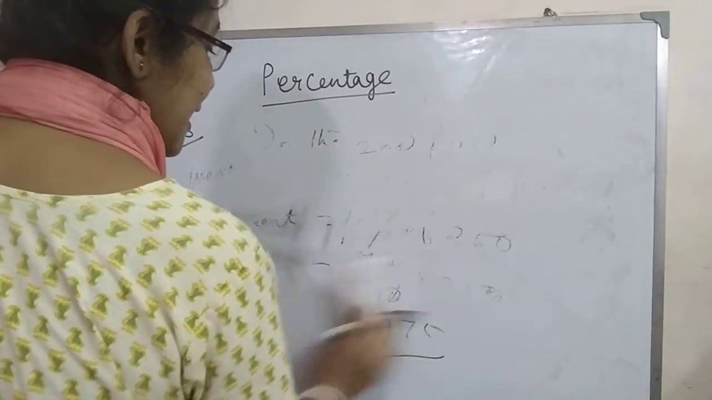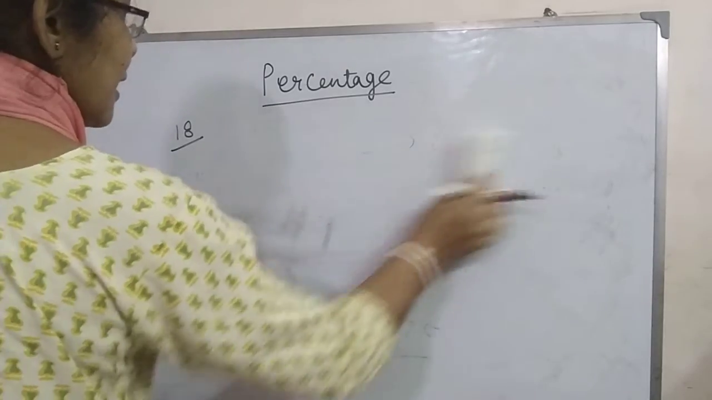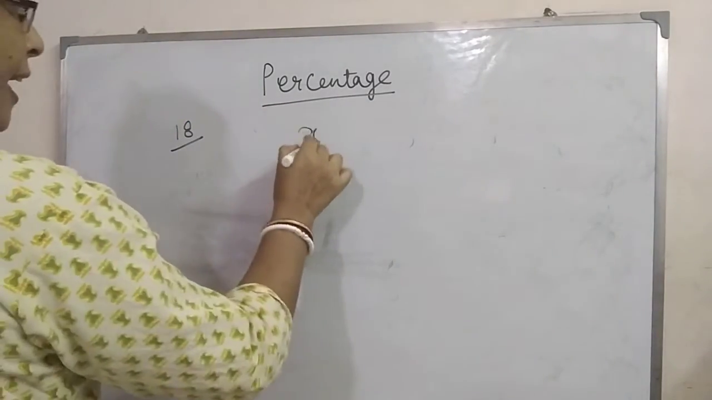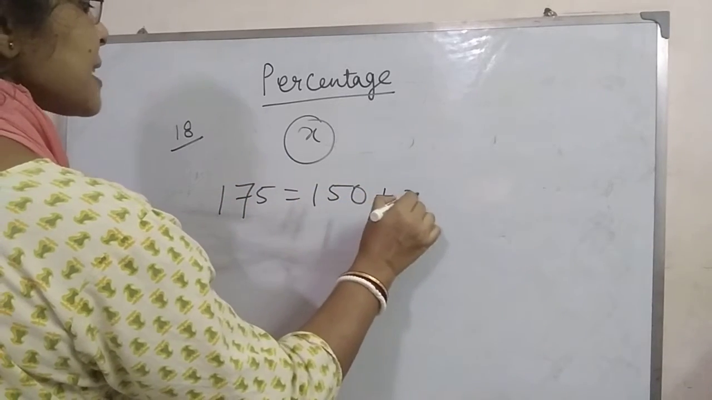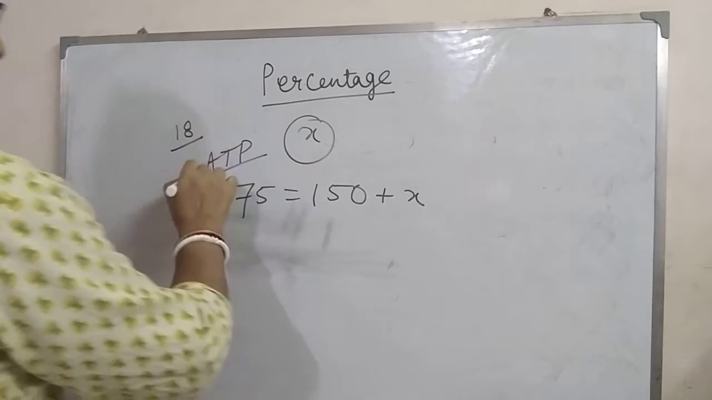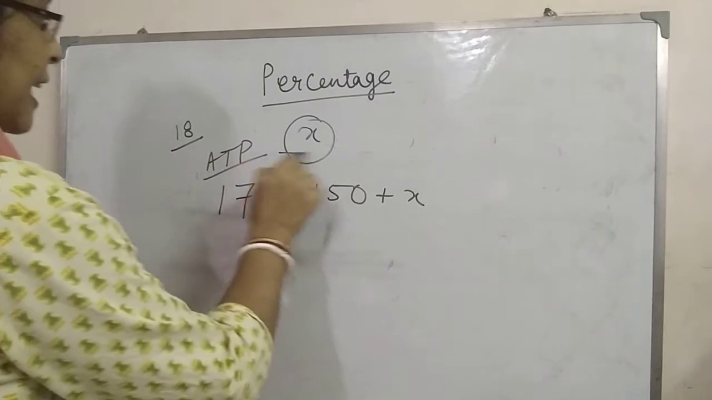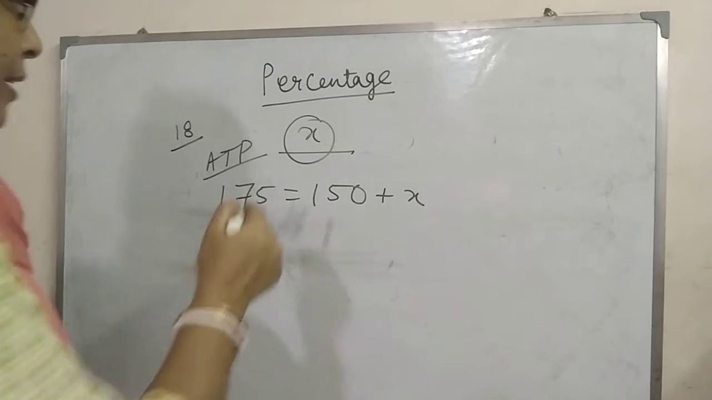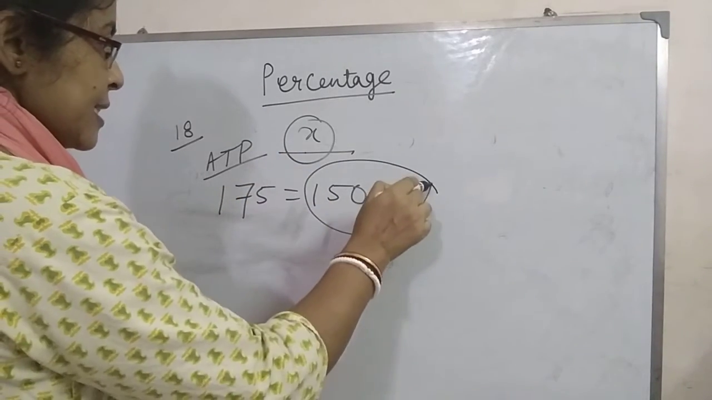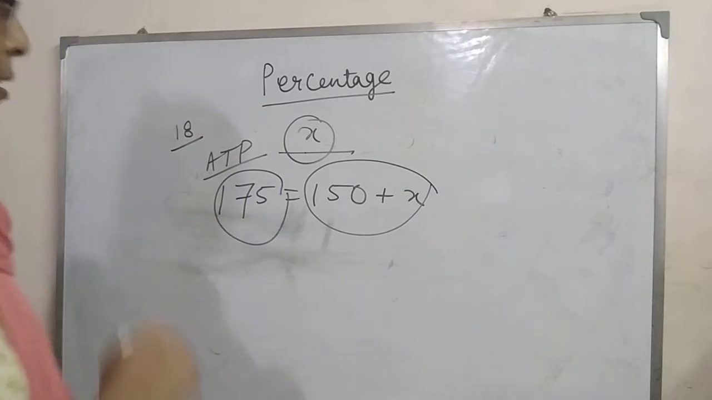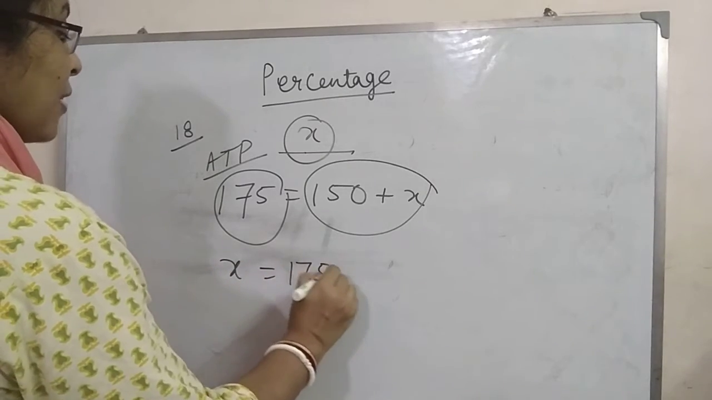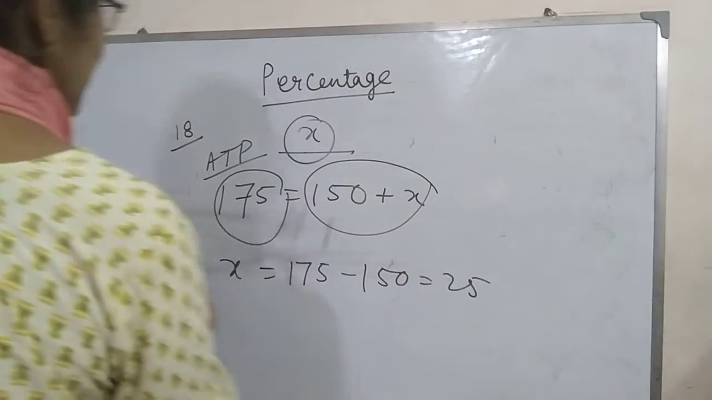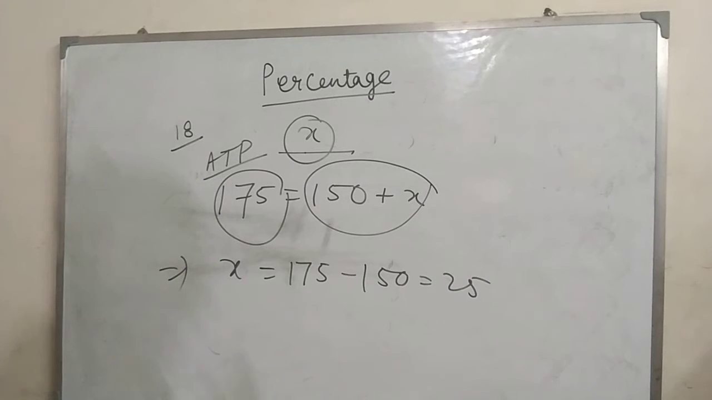Let the additional number of students that would be passed equal x. So 175 equals 150 plus x, according to the question. ATQ means according to the question. Here x is the number of additional students that will be added to this. Then the passed students is 175. So x equals 175 minus 150, that is equal to 25. So the number of additional students is equal to 25.